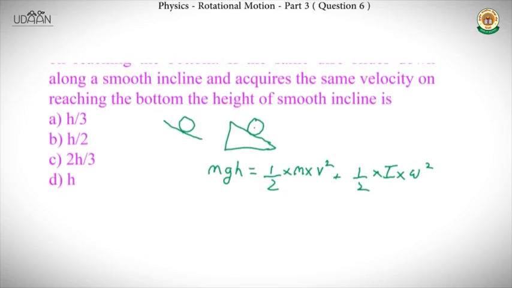Now we know m, we know g, we know h, we also know I. How? It's very simple. It's a basic disk. So the moment of inertia will be equal to, let's write it down, I equal to m into r square by 2. We know m, we know r.